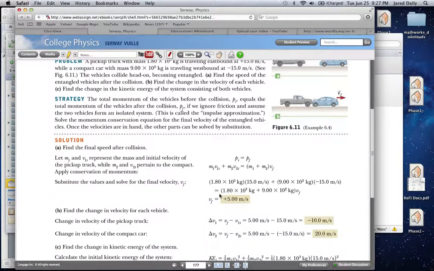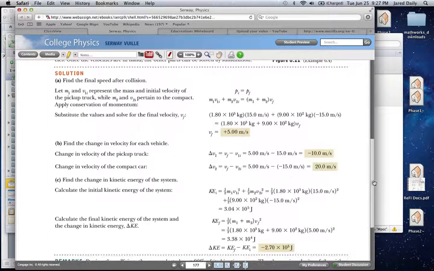And we're going to get 5 meters per second for the final velocity of both of these together. In other words, they're moving at 5 meters per second in the right-hand direction, stuck together. In part 2, they want us to find the change in the velocity for each vehicle.